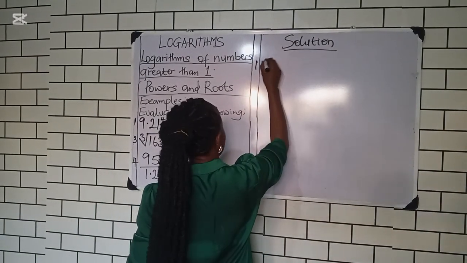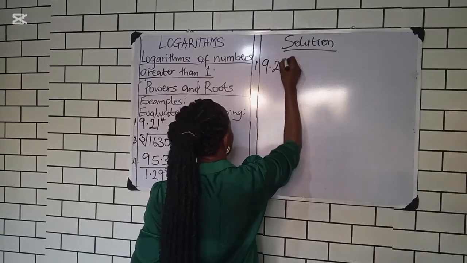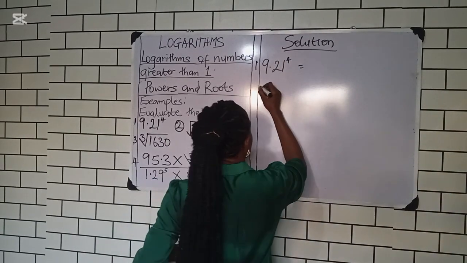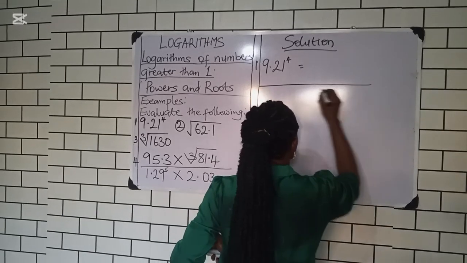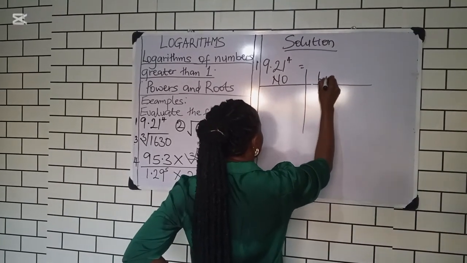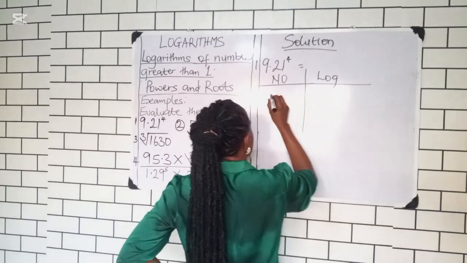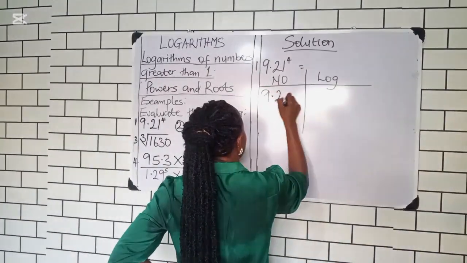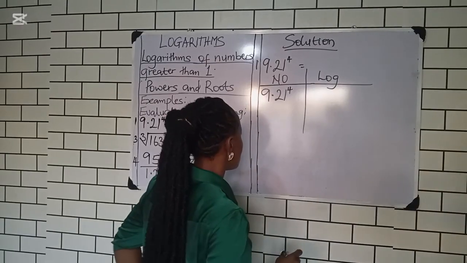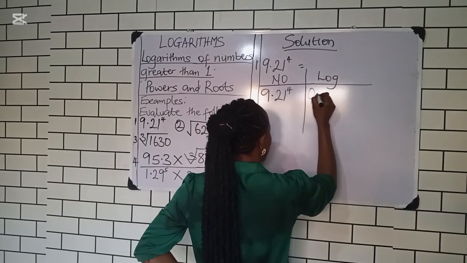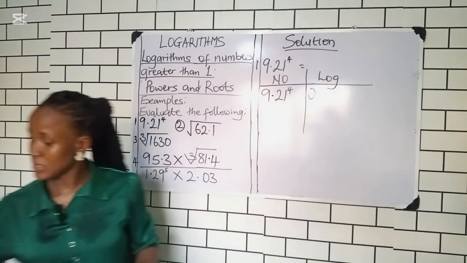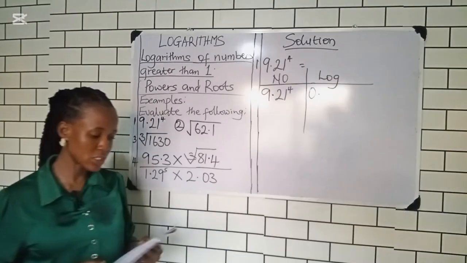Number one, we have 9.21 raised to power 4. Now we have our table drawn, with the number column and the log part. You have your 9.21 raised to power 4. The characteristic part here is 0. You write 0 point. We're going to look for 92 under 1 in our logarithm table.